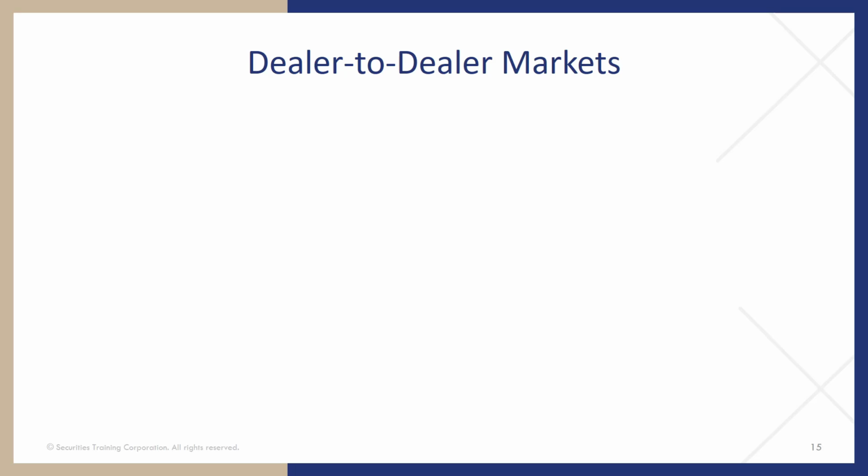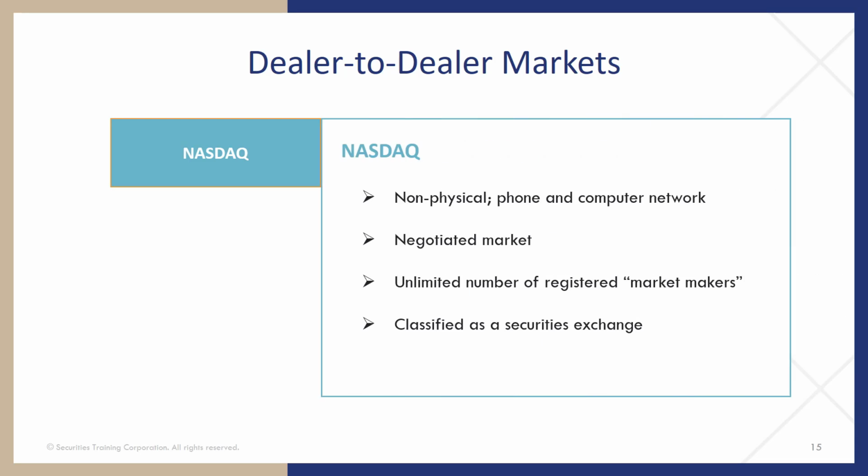Now, we talked about other marketplaces besides exchanges. Physical exchanges are centralized. And the term exchange simply refers to the bringing of buyers and sellers together. Well, one of the biggest exchanges is actually not a physical location, and it's called NASDAQ. NASDAQ is a computerized network where markets are negotiated, and a key factor is an unlimited number of market makers.